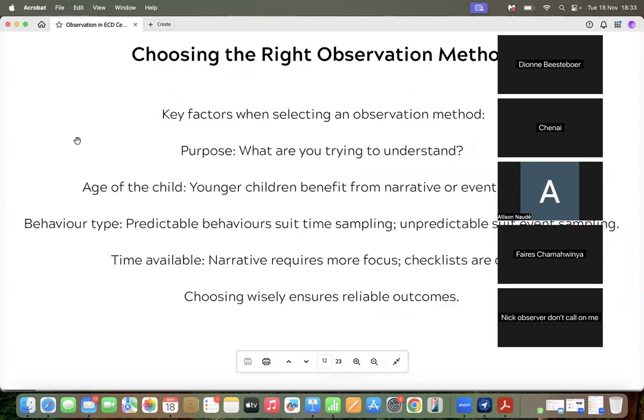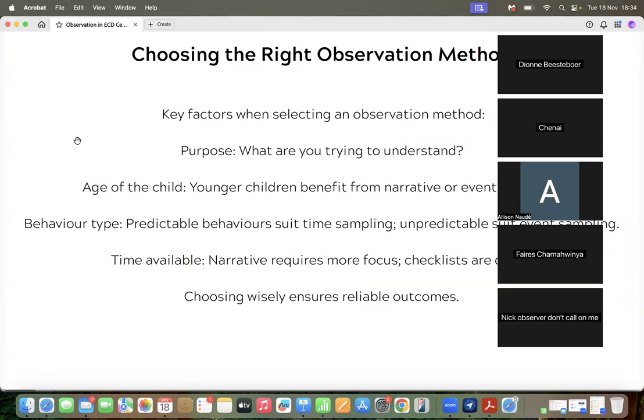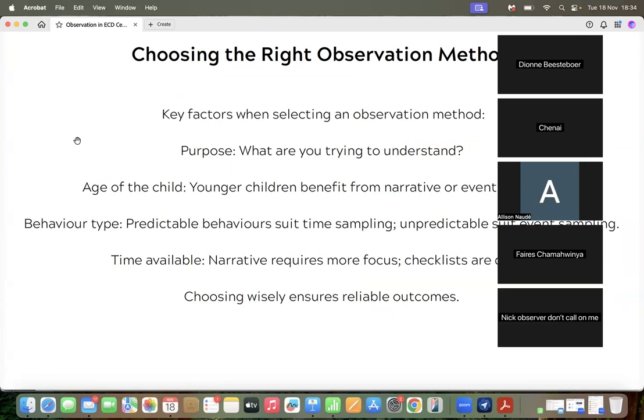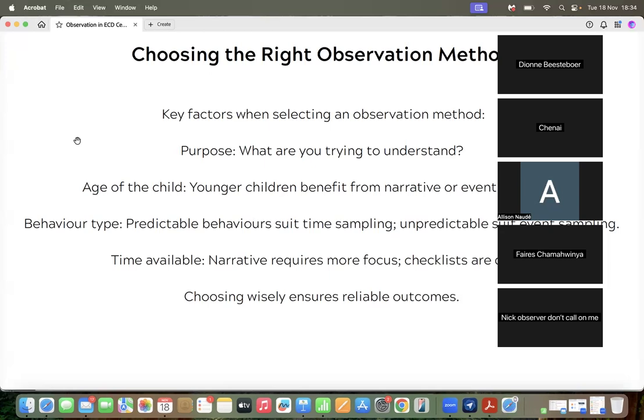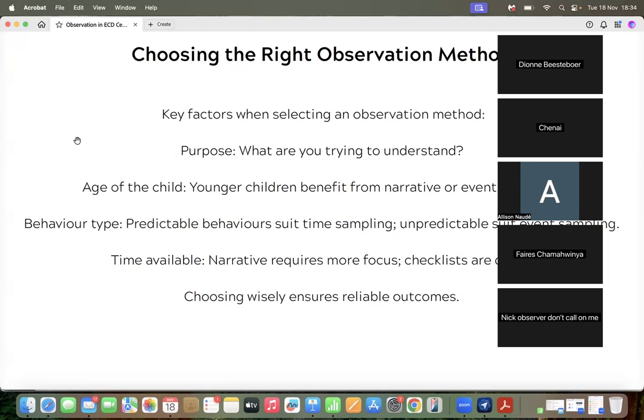You can just go to the next one, please. Choosing the right observation method. Key factors when selecting observation methods: the purpose, what you are trying to understand, and the age of the child. Young children benefit from narrative or event sampling. Remember, event sampling is a technique where we observe and keep records of each child in a specific time. So it can be the behavior or the event that occurs. That's when we use event sampling.